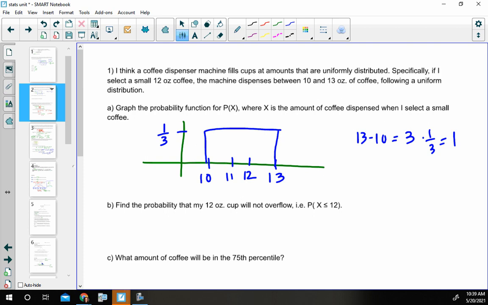Okay, so the next one says find the probability. I would prefer a fraction, not a percent. So the probability that my 12-ounce coffee will not overflow, so everything less than 12. So what is the probability that I would be less than 12? So see if you can think of what that means. And I'll explain it. Take a stab at it.